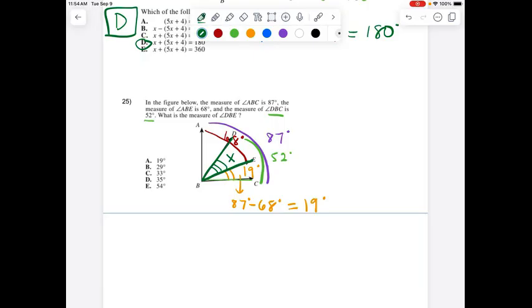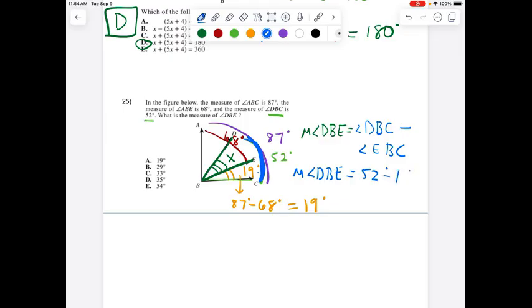And if you think about what we have, the measure of angle DBE is the subtraction of these two angles. This 52 degrees right here, if we took this 19 away, that would have to be my answer. So DBE is angle DBC minus angle EBC. Or in other words, the measure of angle DBE is 52 degrees minus 19 degrees, which would get me an answer of C, 33 degrees.